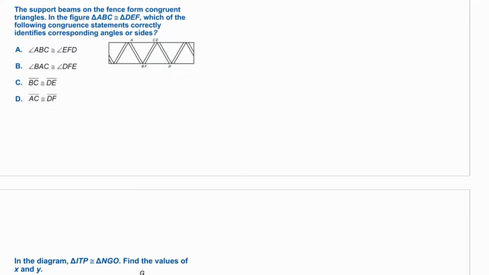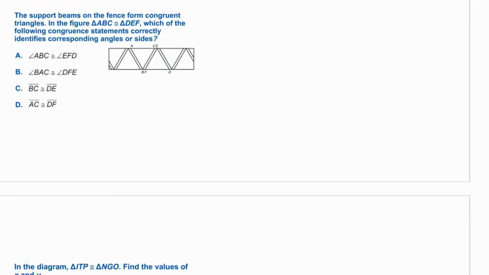The support beams on the fence form congruent triangles. In the figure, triangle ABC is congruent to triangle DEF. So AB, this segment here, is congruent to DE, which is this segment here. Angle A is congruent to angle D. So which of the following congruent statements correctly identifies the corresponding angles or side?